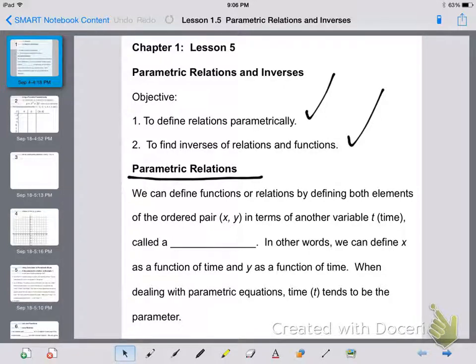We can define functions or relations by defining both elements of an ordered pair in terms of another variable. This other variable is what we call a parameter. In other words, we can define x as a function of time and y as a function of time. And why are we using time? Because when we deal with parametric equations, time tends to be what the parameter is.